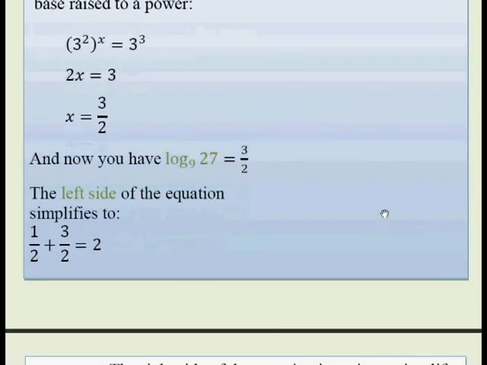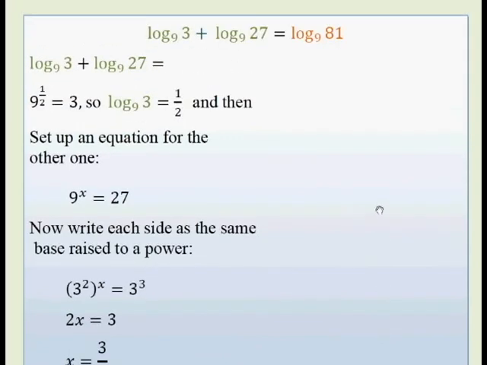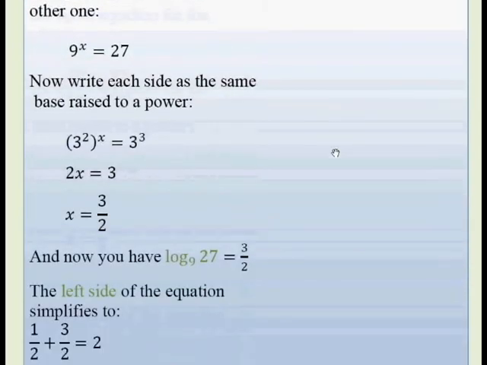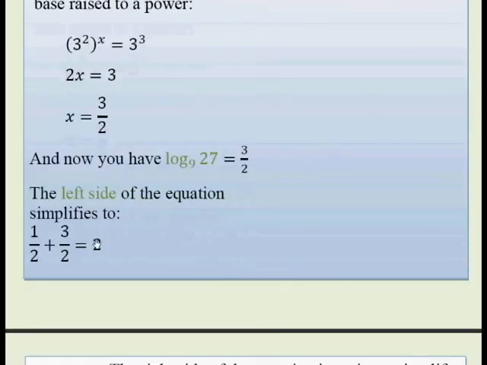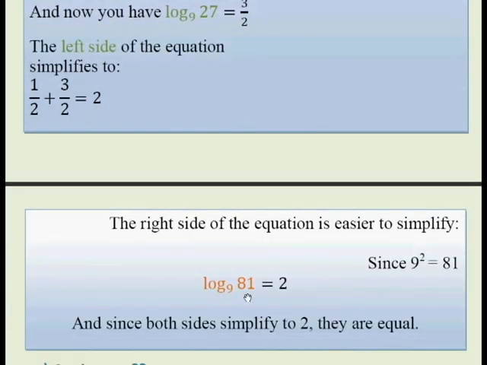Okay, now the right side of the equation, we're going to have to keep going back up here. The right side was log base 9 of 81. 9 raised to what power is equal to 81? Well, you know that 9 squared is equal to 81, so I know that this right side is going to be 2. And that's what we find out. Our left side was equal to 2, and the right side is equal to 2. And since both sides simplified to 2, they're equal, and you've proved that.